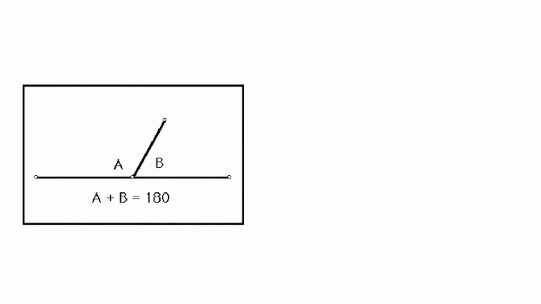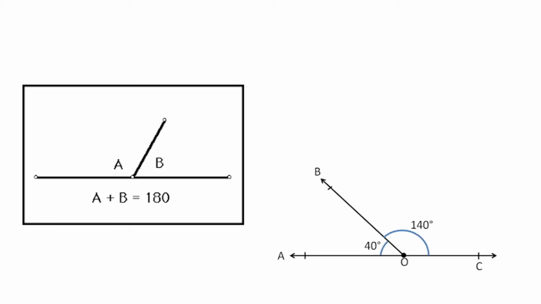What you are able to see, children, there is a line over which another line is standing, and it is dividing the line into two angles, and the sum of those two angles is forming 180 degrees. So do you remember what this angle is called? Let us see another example.